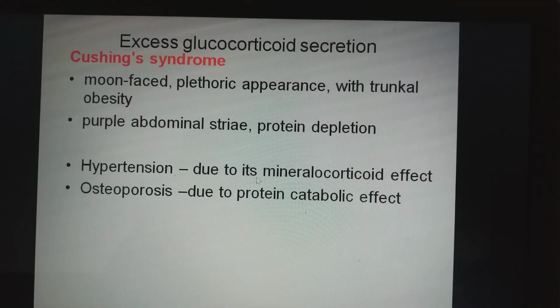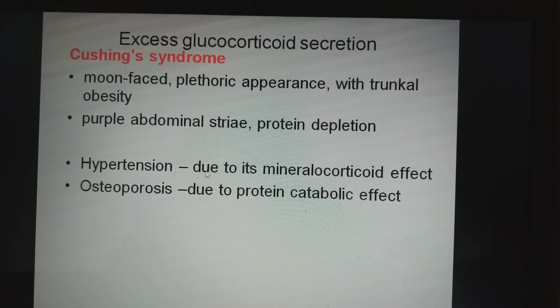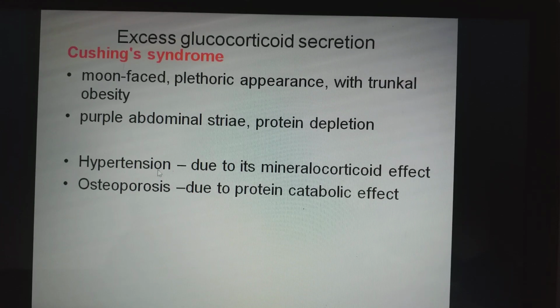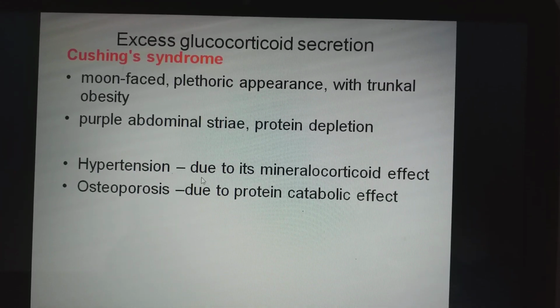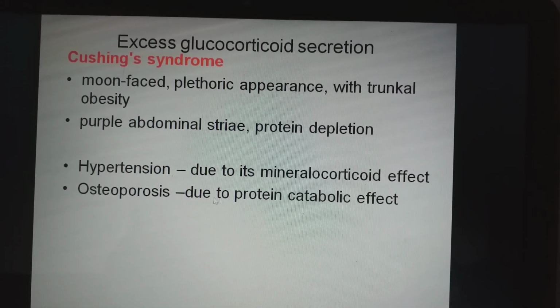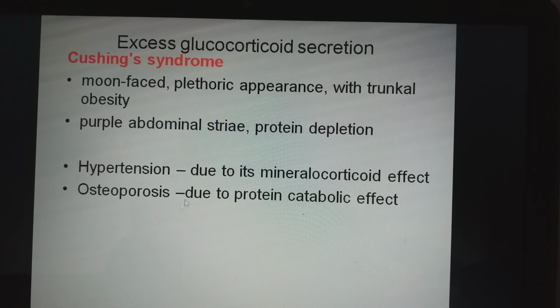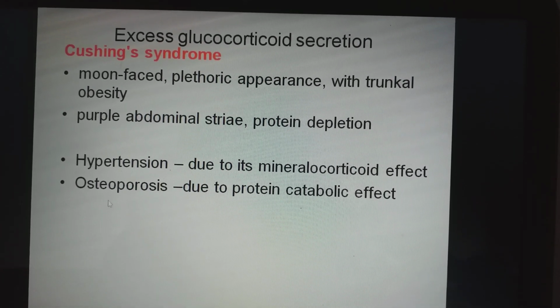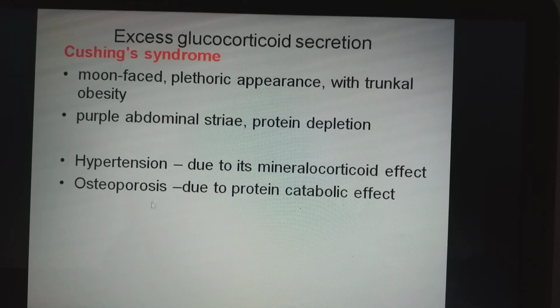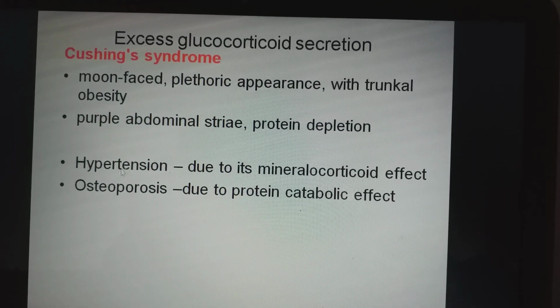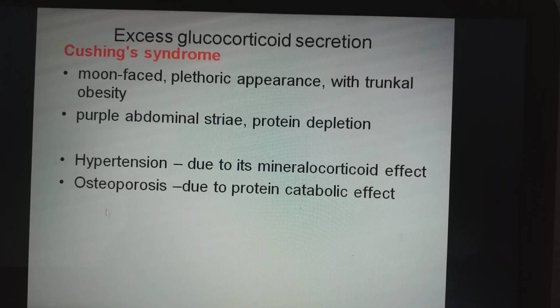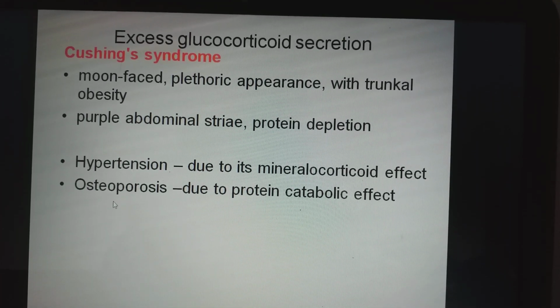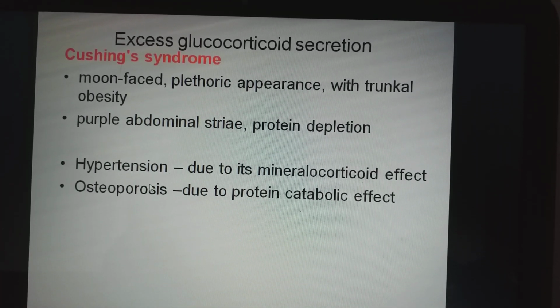Other one, the osteoporosis. How? You know the bone is made up of a matrix, and on top of that the calcium and the phosphorus get deposited. The matrix consists of protein. So when the protein catabolism increases in the bones, right, the bone becomes very weak and fragile. So these types of patients are more prone to develop fractures.